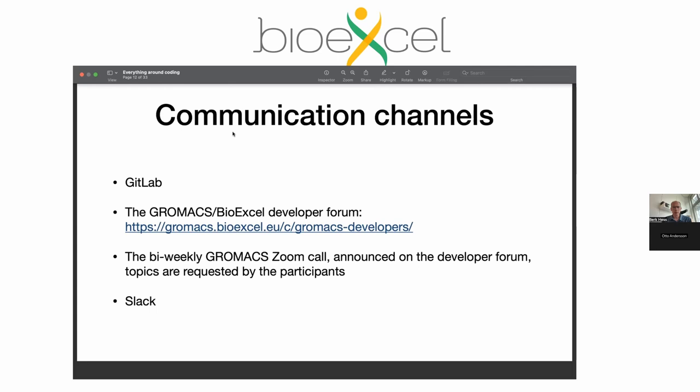I think here at the workshop, everyone is aware of all of these by now. So we have GitLab itself, where we discuss actual issues, and we discuss merge requests, code that's come up. We have the BioExcel developer forum, where we have discussions about more high level things, and we also announce meetings and other kind of announcements. And people can ask questions about new features and such.